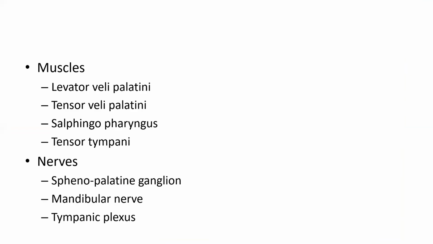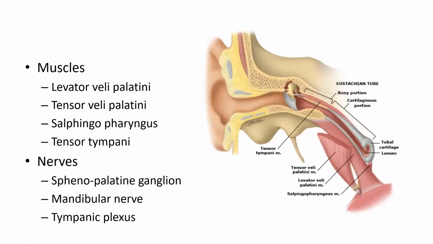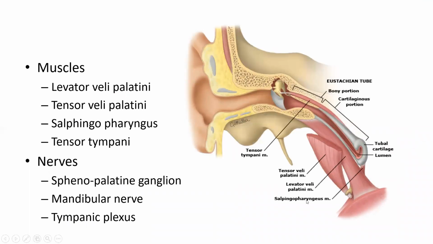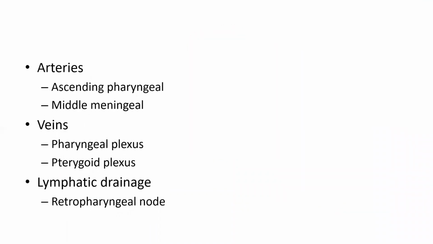The muscles that are associated with the Eustachian tube are the levator veli palatini, tensor veli palatini, salpingopharyngeus, and tensor tympani muscle. The nerves supplied to the Eustachian tube are the sphenopalatine ganglion, the mandibular nerve, and the tympanic plexus. The arteries that supply the Eustachian tube are the ascending pharyngeal artery and middle meningeal arteries. The venous drainage is through the pharyngeal plexus and pterygoid plexus. Lymphatic drainage happens through the retropharyngeal nodes.